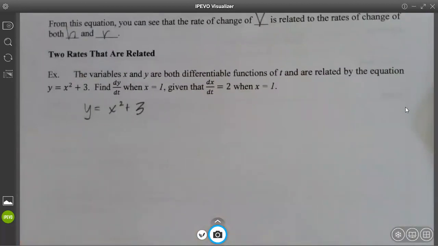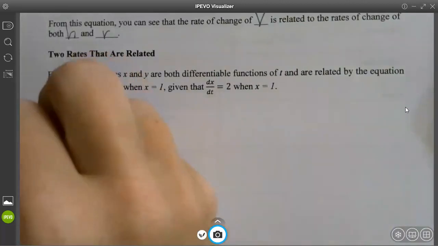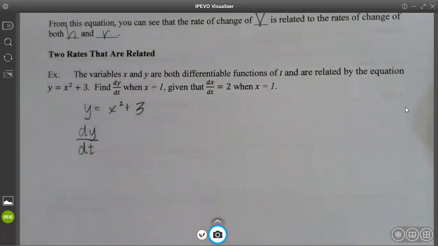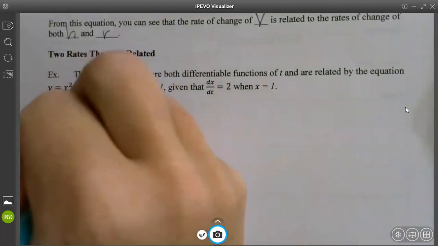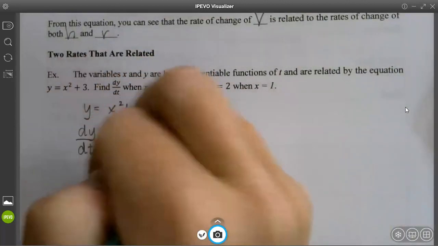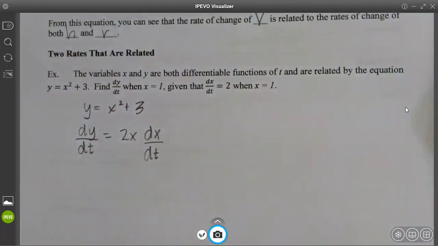Y equals x squared plus 3. You're going to differentiate. So what's the derivative of y? But this time it's going to be dy over dt because we're taking it with respect to time. You're going to take the derivative of x squared. What is the derivative of x squared? We took the derivative of x, but we're taking it with respect to time. Right. Because you're taking it with respect to time instead of with x or y.